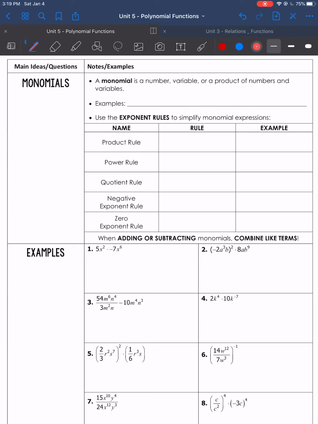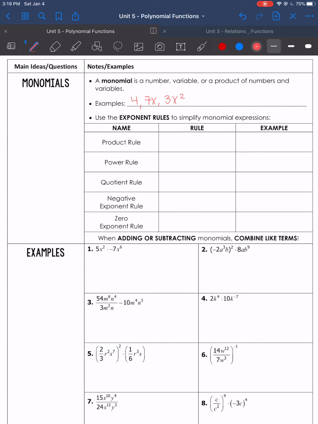In this video, we will be talking about monomials, exponent laws, rules, and adding and subtracting polynomials. So a monomial is a number, variable, or a product of numbers and variables. So some examples include 4, 7x, and 3x squared. There's a bunch more examples than that. That's just some basic examples. If you want to write some more down, feel free to.